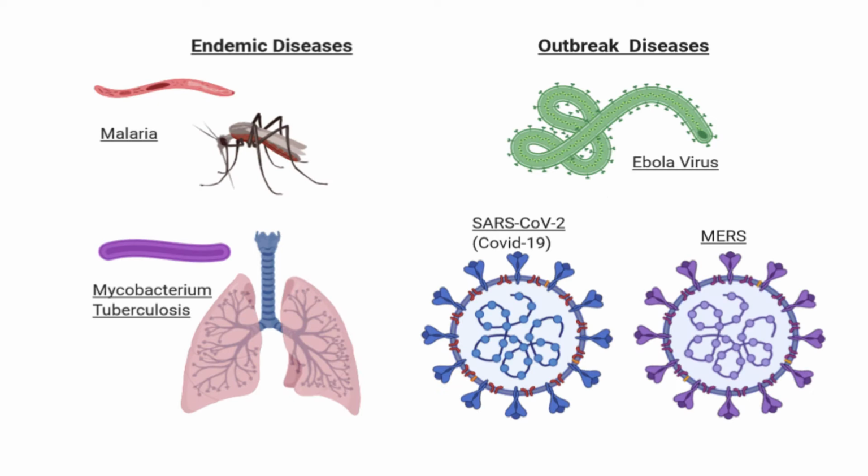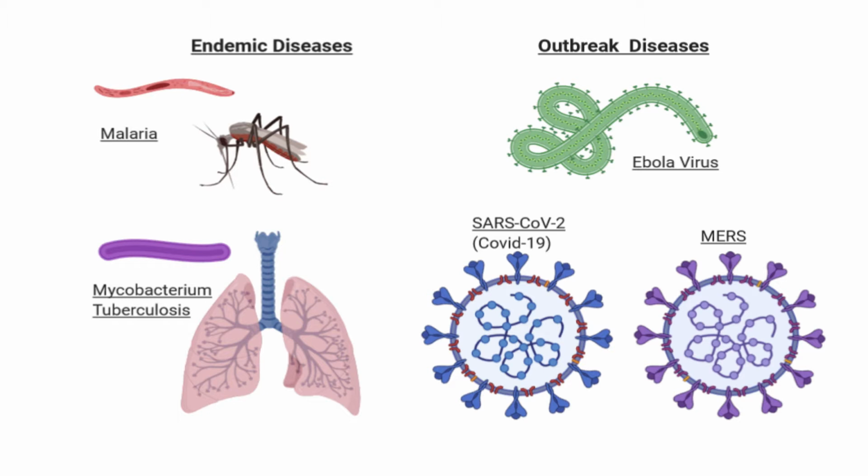There are two common types of disease we need vaccines for: endemic diseases, such as malaria and tuberculosis, and outbreak diseases, such as Ebola and, more recently, COVID-19. For many endemic diseases, we have existing vaccines, but they may only be partially effective. So, we often look to new technology to try and improve on them.